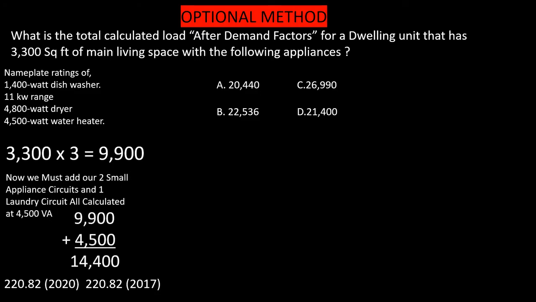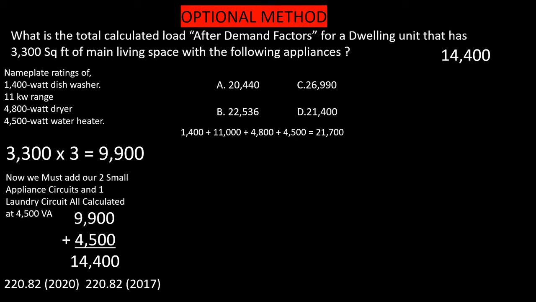We're going to take and add those together, and then we're going to set them over and start a larger math problem. We're going to apply the demand factors for the optional method pretty much all at the same time, excluding the AC and the heat. So now we're going to take 1,400 plus 11,000 plus 4,800 plus 4,500, and that's going to give us 21,700.